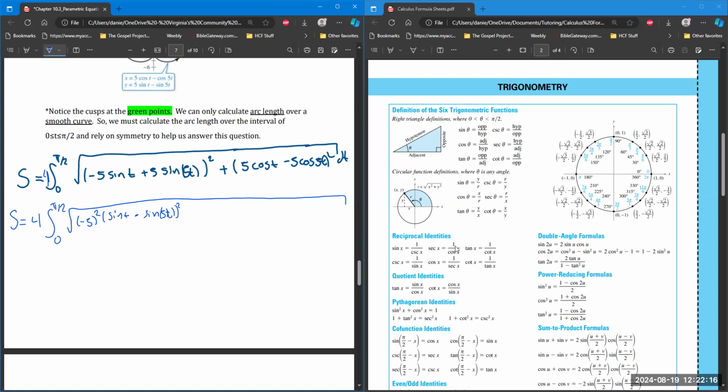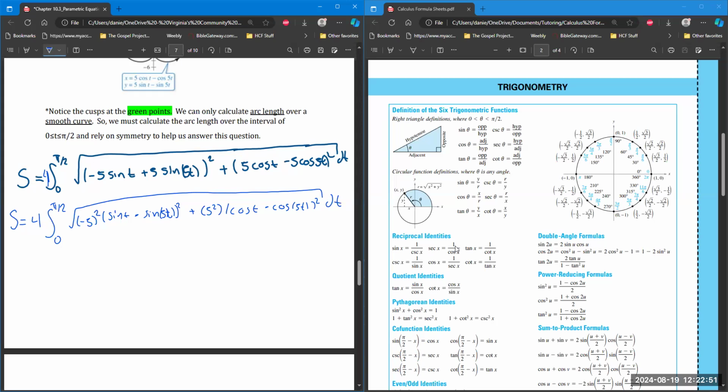And that's going to be squared, plus I've got 5 squared that I'm going to pull out from here and make this equal to pulling out this common factor of 5 and squaring it, since it was inside there, is going to be cosine of t minus cosine of 5t quantity squared. Let's put a dt on the end there.